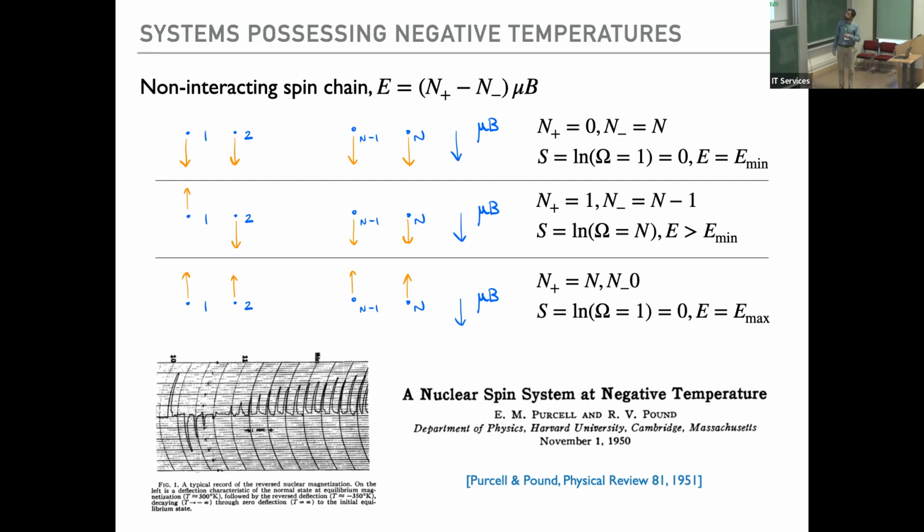And indeed, in this regime here, where the energies are very, very large, you can have a negative temperature, and this has been observed in a really nice experiment of the 1950s. There are several other systems where you can play this game, and I'm not going to describe that. So let's move onwards.